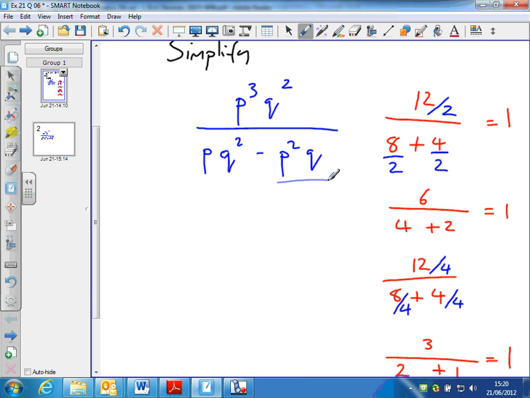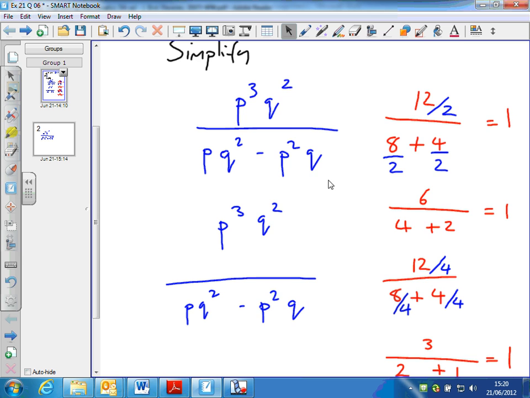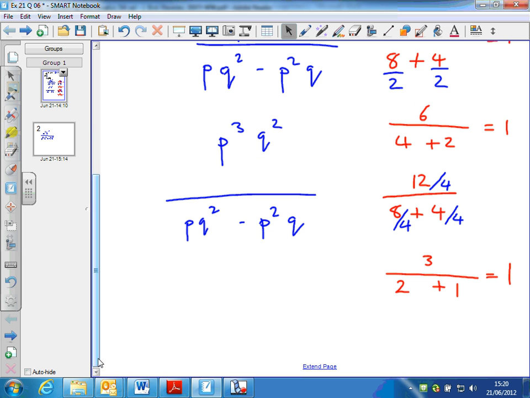So what I do is to take this expression, p cubed q squared over p q squared minus p squared q. I've just rewritten it like this, so I can now say, right, I'm going to divide each term in the top and the bottom by the highest common factor for p, which is p, and the highest common factor for q, which is just q. So I divide each of these terms by p and q, top and bottom. Remember, I have to divide every term by p and q.